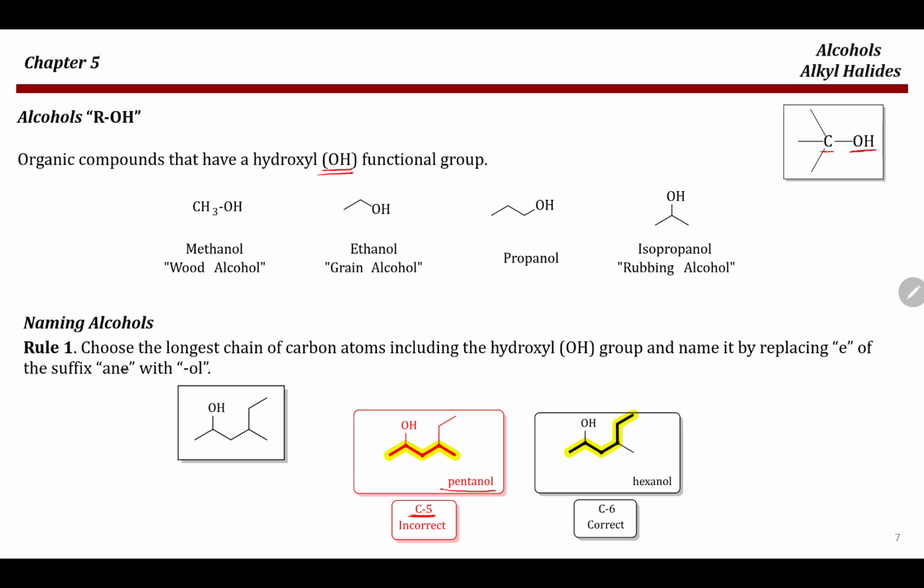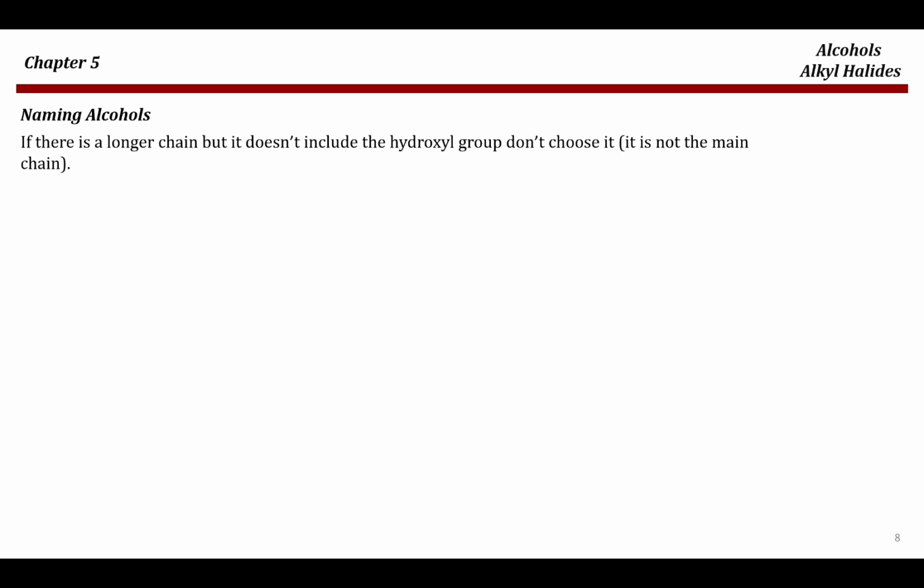However, this chain is not the longest chain, because if I choose this chain, which is highlighted here, then it is going to be a longer chain. It has 6 carbons and it is hexanol. So this is the correct parent or main chain because it has more carbons and it includes the OH group. If there is a longer chain that doesn't include the hydroxyl group, then in this case we don't have to choose it and it's not going to be our main chain.